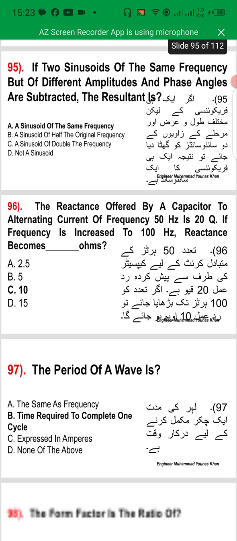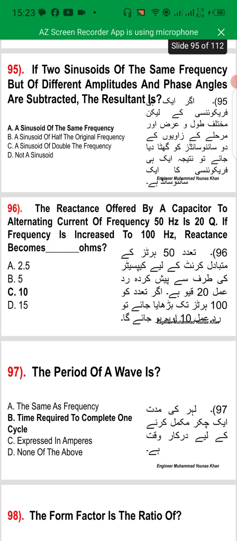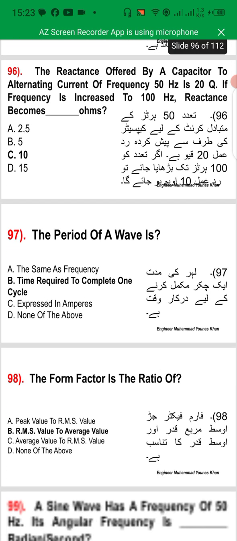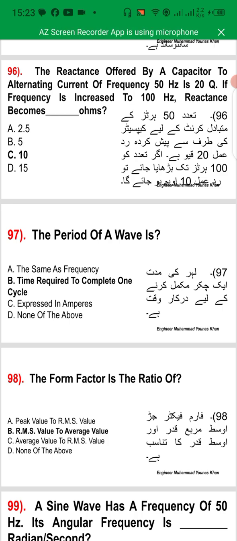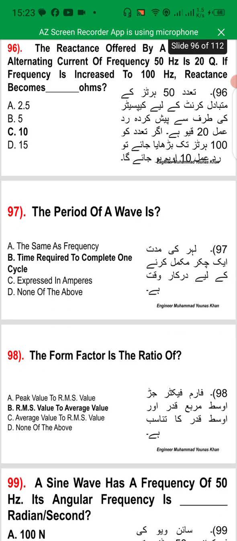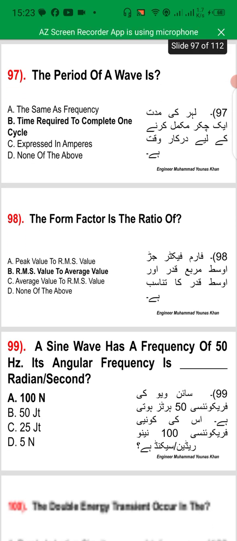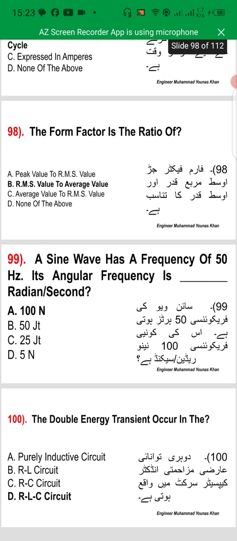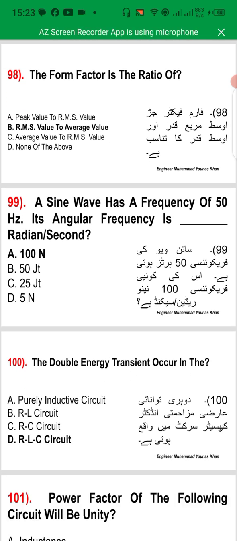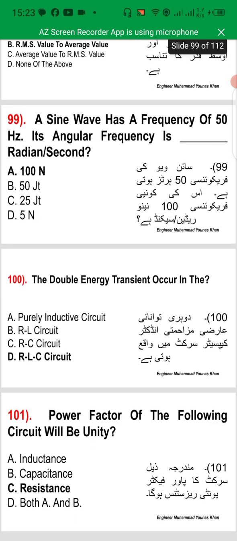If two sinusoids of the same frequency but of different amplitude and phase angles are subtracted, the resultant is sinusoidal of the same frequency. The reactance offered by a capacitor to alternating current of frequency 50 Hz is 20 ohm. If frequency is increased to 100 Hz, reactance becomes 10 ohm. The period of a wave is the time required to complete one cycle. The form factor is the ratio of RMS value to average value.